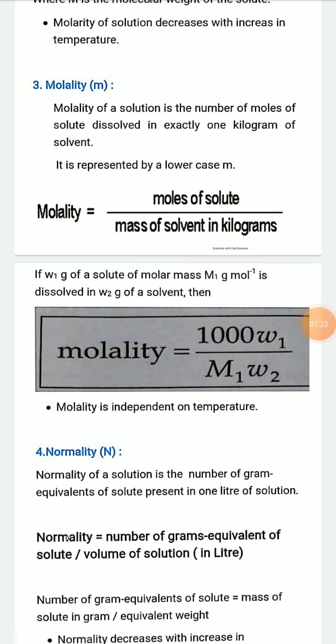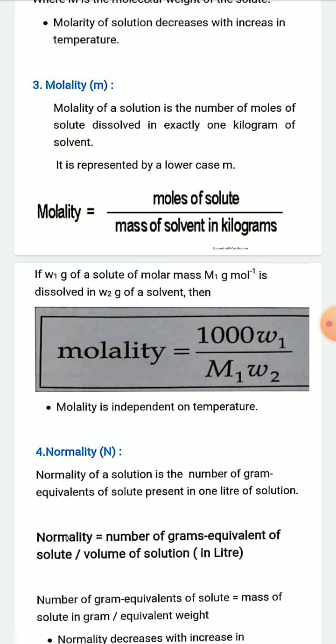Another type of unit of representation of concentration of a solution is molality. Molality, like molarity, it is molality, not molarity. And molality is expressed by lowercase m.